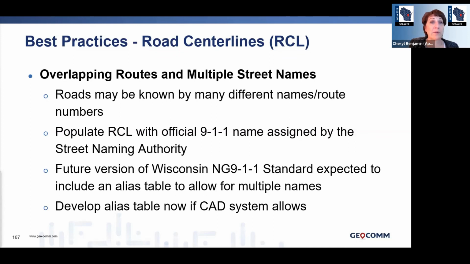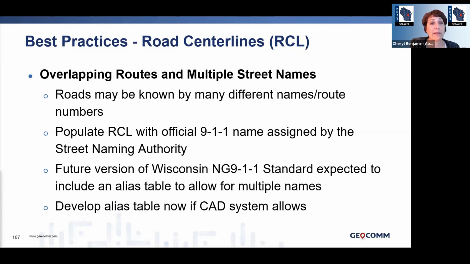NENA has a street name alias table as a strongly recommended layer. We talked about this within the group last year, and at some point in the future, they will be looking at some of these other strongly recommended layers. And so they will eventually have an alias table structure that will allow for multiple names. Now, if your CAD system lets you do this now, that's a great thing. You should go ahead and be working on populating that.